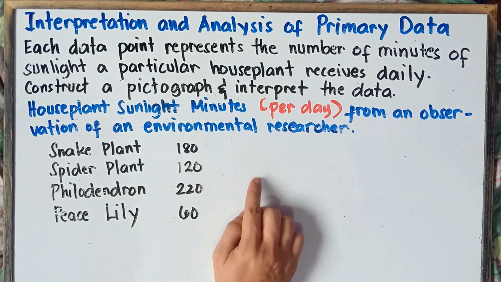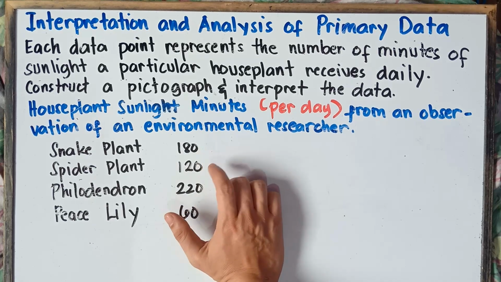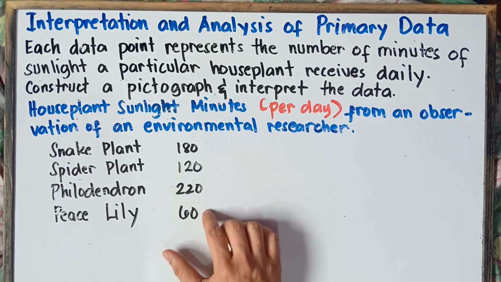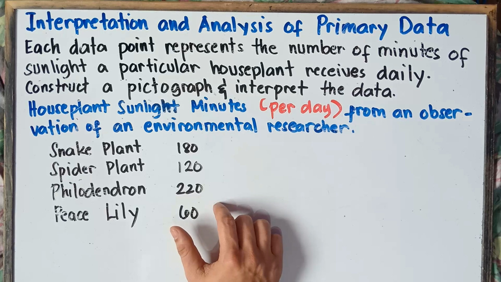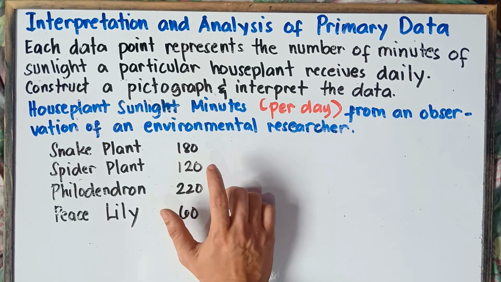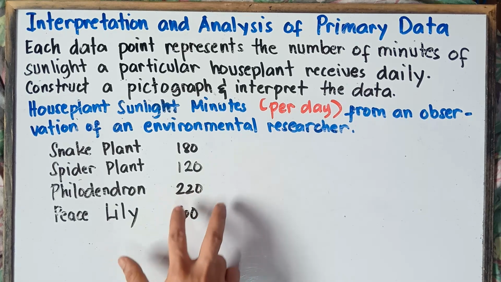So we can draw a sun equivalent to 20 minutes. Once again, class, the numbers 180, 120, 220, and 60 are divisible by 20, right? We can divide 180 by 20. We can divide 120 by 20, as well as 220. We can divide 220 by 20, and as well as 60.